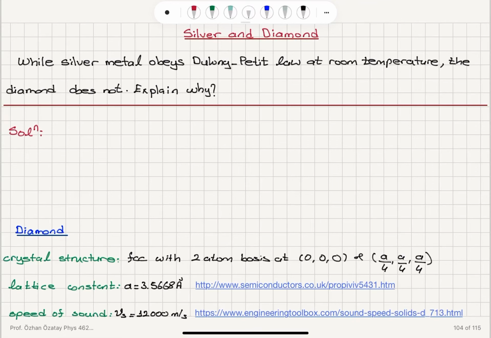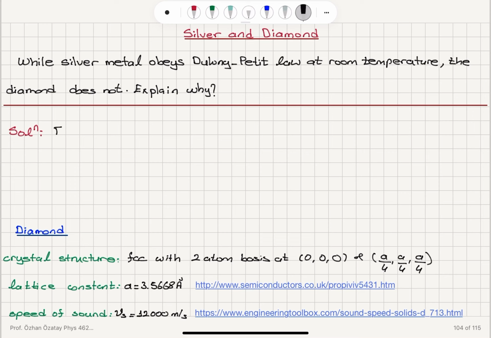Silver and diamond. While silver metal obeys the Dulong-Petit law at room temperature, the diamond does not. Explain why. Okay, so what is the condition for a crystal to obey the Dulong-Petit law at room temperature? We need to check the Debye temperature.